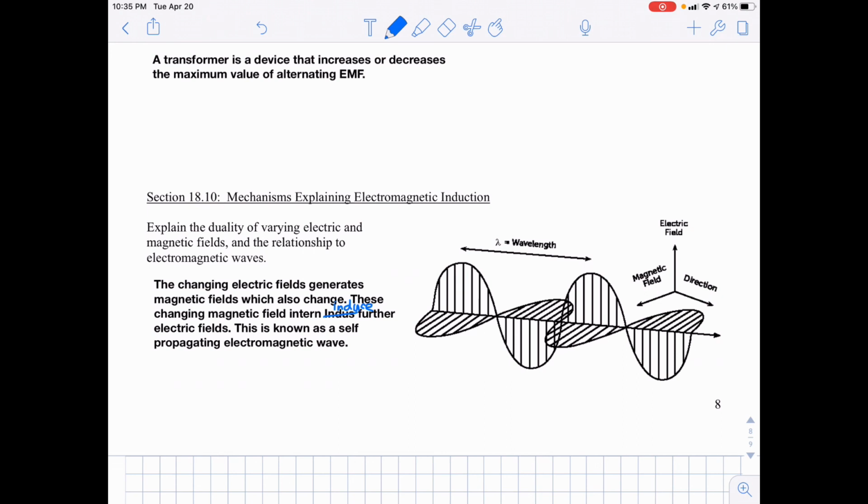This is known as a self-propagating wave. And this electromagnetic wave, if you recall, is a light wave. All waves of light are electromagnetic, meaning they have electric fields and magnetic fields that essentially produce each other. The changing electric field produces a magnetic field, and the changing magnetic field produces more electric field.